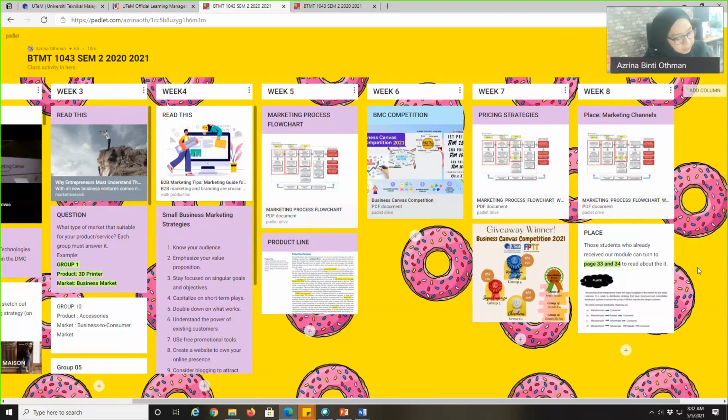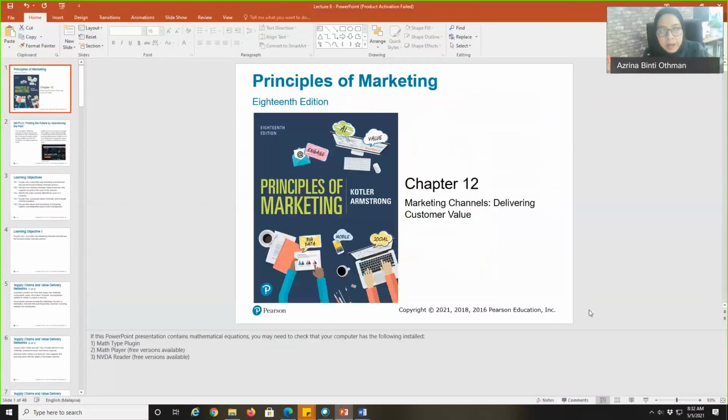Once you see that in the module, you will go to the third P, which is place, and please read all the statements in the module. By looking at the statements in the module, you will go further in understanding the marketing channel. So once you open the Padlet, you refer to our module, and then please begin with the self-study in our slide PowerPoint.